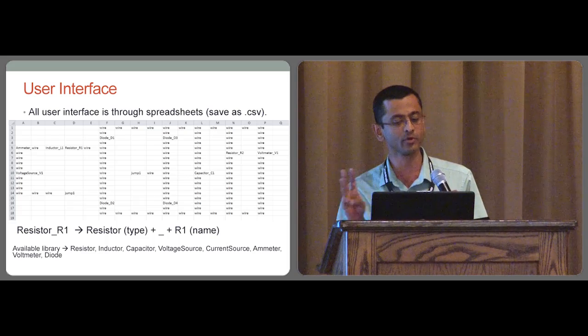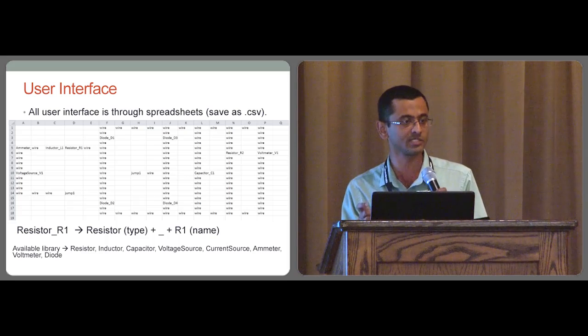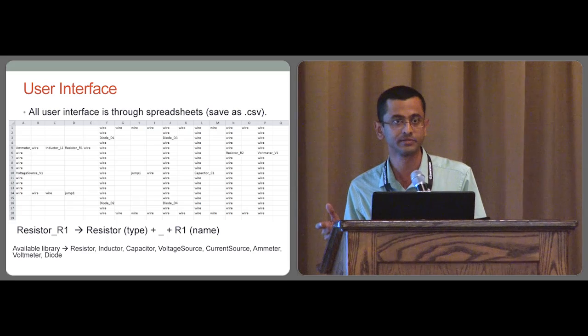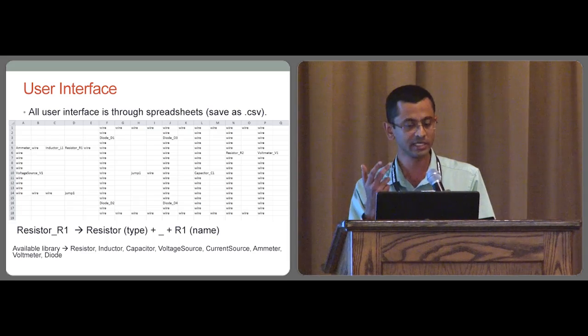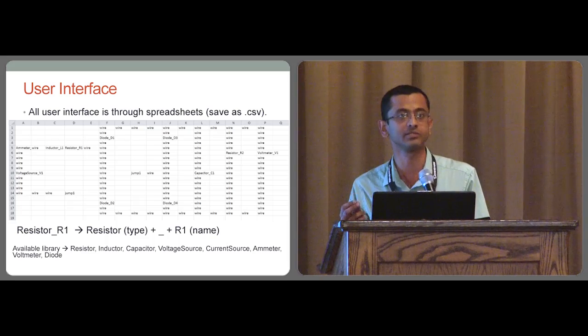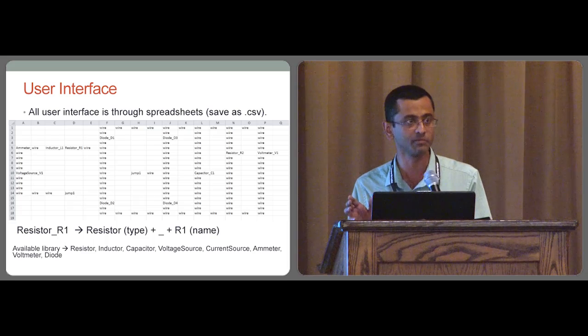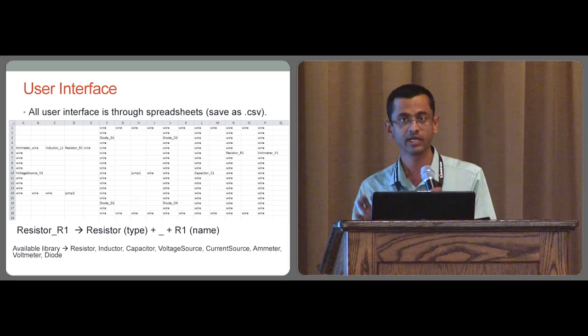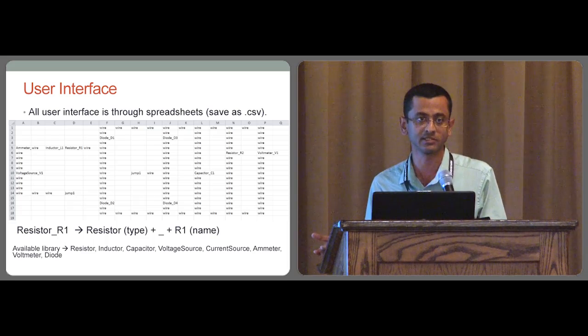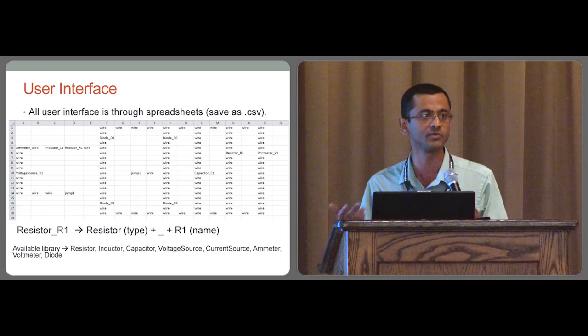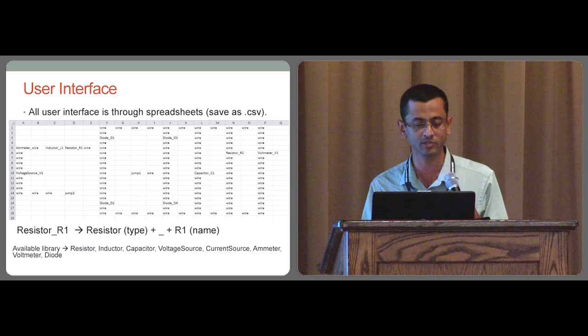This can be broken into 3 parts. First is Resistor, which is the actual name of the object, the name of the device. The underscore is the differentiator, so you can't use the underscore in a name. It's a reserved character. And the last is R1, which is the name of the resistor. There are some rules: you can't name 2 resistors with the same name, and so on and so forth.